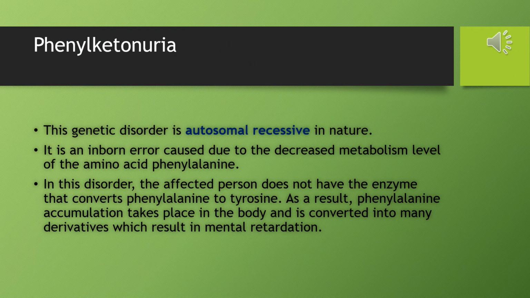What is phenylketonuria? This genetic disorder is autosomal recessive in nature. It is an inborn error caused due to the decreased metabolism level of the amino acid phenylalanine. In this disorder, the affected person does not have the enzyme that converts phenylalanine to tyrosine. As a result, phenylalanine accumulation takes place in the body and is converted into many derivatives which result in mental retardation.